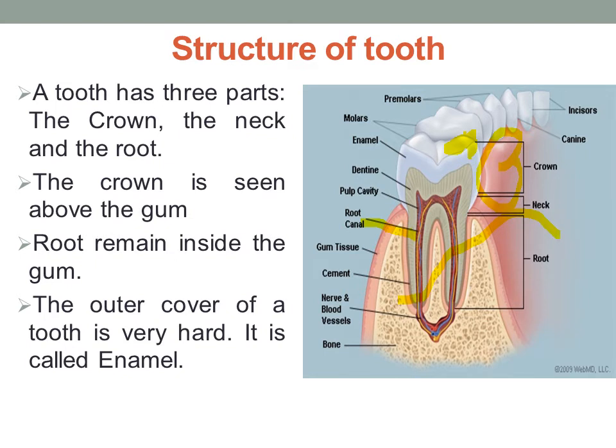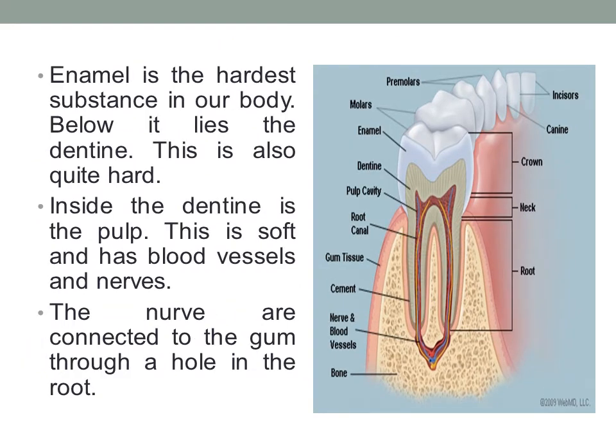Structure of tooth. Now we will see the structure. A tooth has 3 parts: the crown, neck and the root. The crown is seen above the gum. Next, enamel is the hardest substance in our body. Below it lies the dentine. The outer part is called enamel, which is very hard, and after that is dentine.